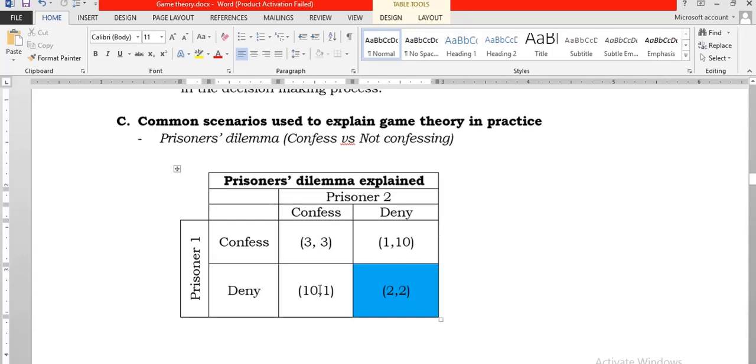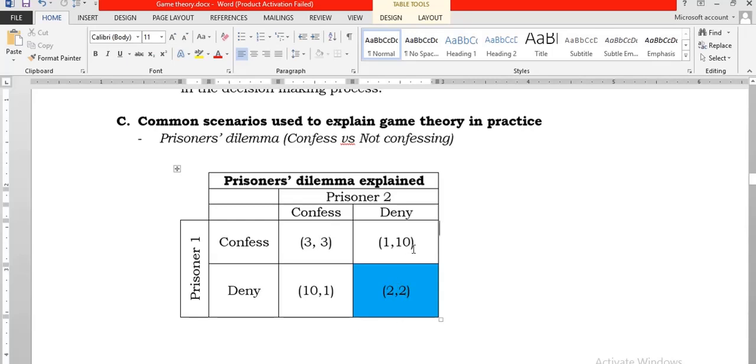Now, this is where the challenge is. The challenge is that the two prisoners don't know each other, and they are in separate rooms, so they can't even negotiate to see what they're supposed to do. Because if they both deny, they maintain the current position they are in. You can see the payoff of both denying is the current position of 2 years, 2 years.